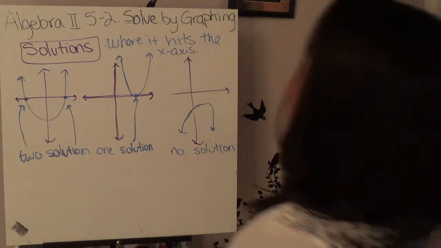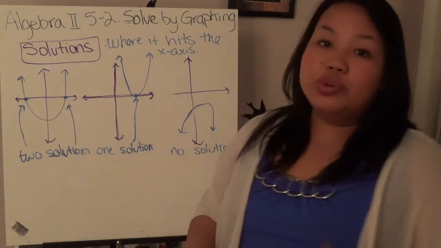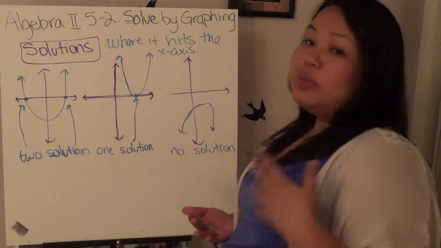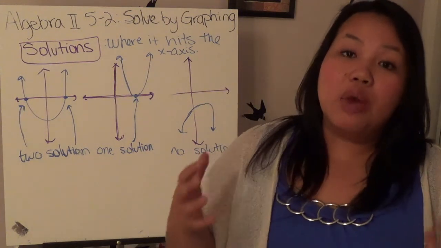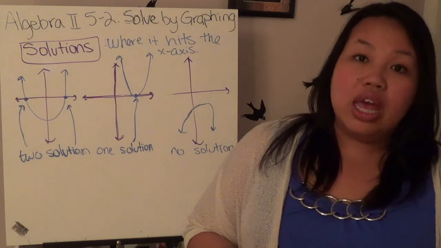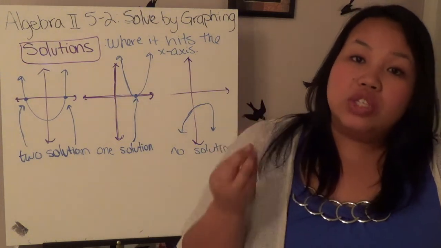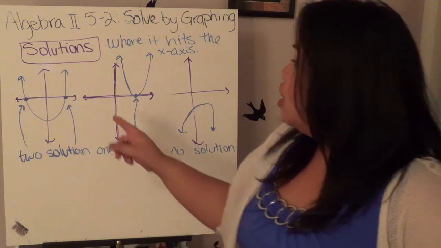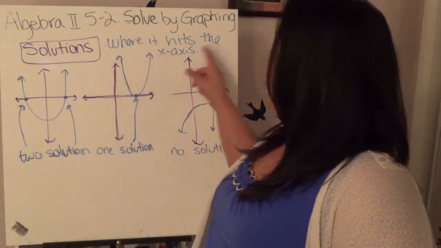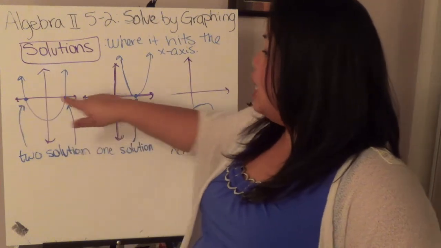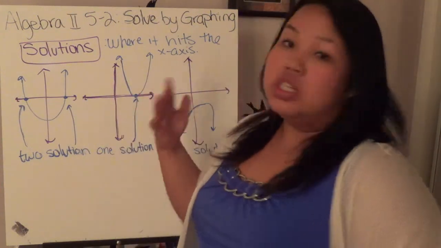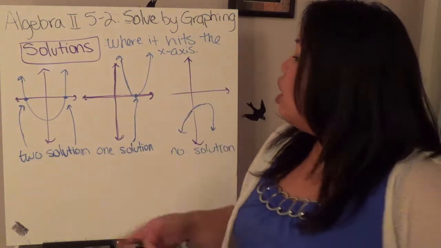Algebra 2, section 5.2. We're doing a continuation of section 5.1. We're going to be graphing this time, but now we're looking for specific answers. The solutions of a quadratic equation are where they hit the x-axis. Wherever it hits the x-axis, that's your answer. Those numbers make the equation true, all right?